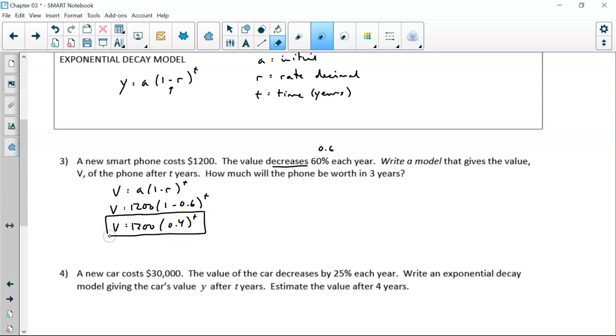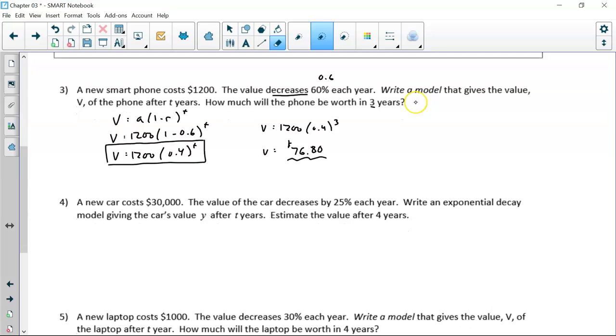Now we can use that model for 3 years. So v equals 1,200 times 0.4 to the third. You're going to get about $76.80 after 3 years for that $1,200 smartphone. And if you've ever bought smartphones and tried to trade them back in, you can see that those are pretty realistic numbers.